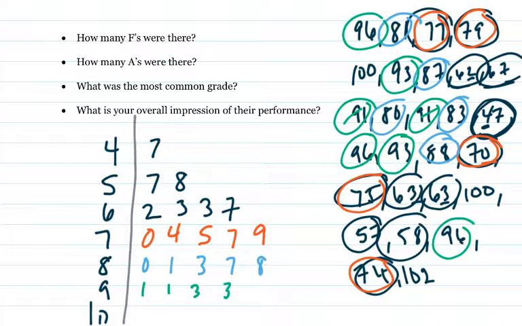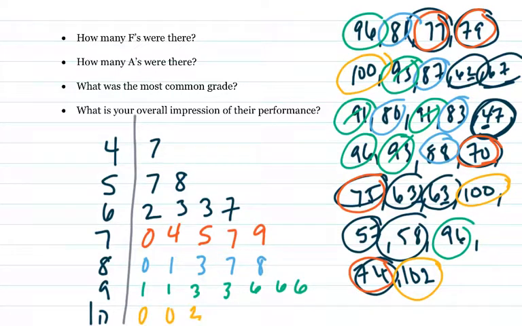Then we have, so I counted that one, and I counted that one. Then we have 96, 96, 96, so there are three 6s. And then our last stem is our 10, so anything in the hundreds would be that. We have 100, 100, and 102, so 0, 0, 2. And this represents our stem and leaf plot of the grade data.